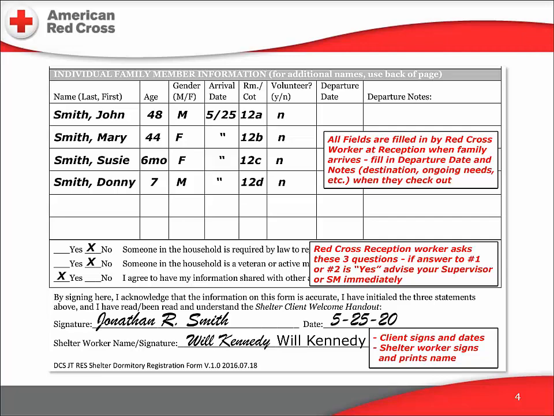The second question allows us to identify someone who might be eligible for assistance from the Department of Defense or the Veterans Affairs Agency. The third question is really a statement. The Red Cross needs permission from the client in order to share his or her information with other disaster agencies, such as FEMA, State Emergency Management, or county and city EMS agencies.